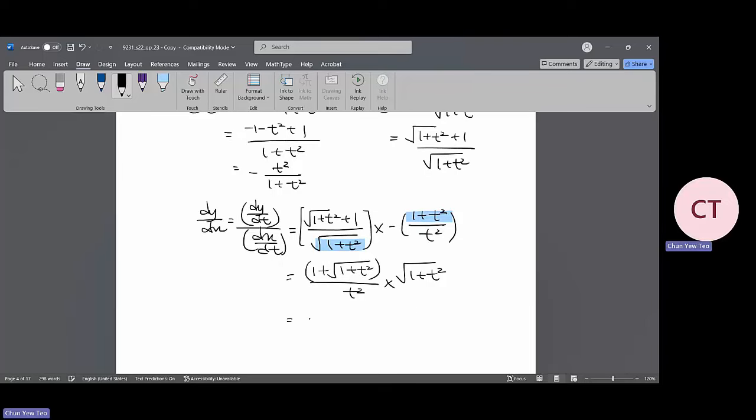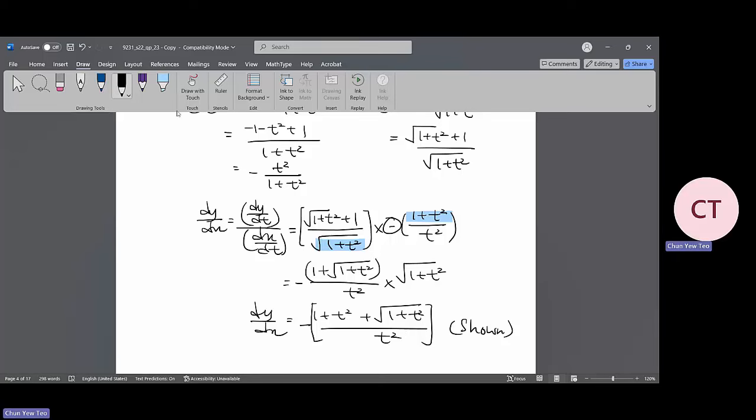Then you will get this as 1 plus t squared plus the square root of 1 plus t squared over t squared, shown, y dx. Okay, so this is the answer. There's a negative missing here. Because there's a negative here, I missed it out. So you can write it like this. Shown. This is the answer for part A.